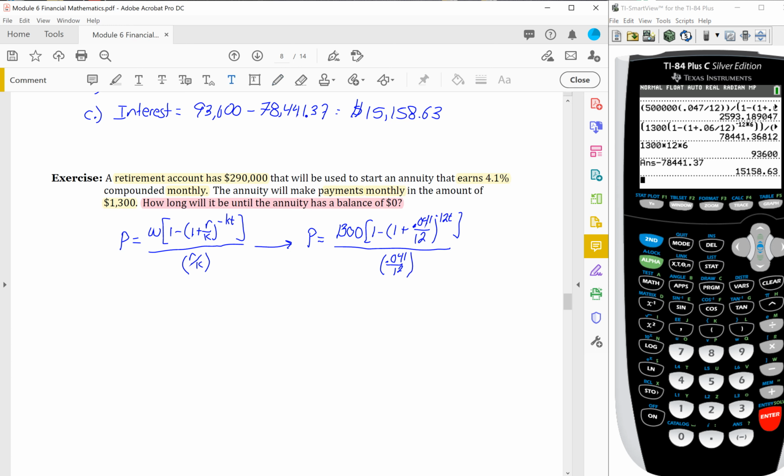Now here's the question I want to ask us: we want to know when these $1,300 payments will deplete the account balance of $290,000.